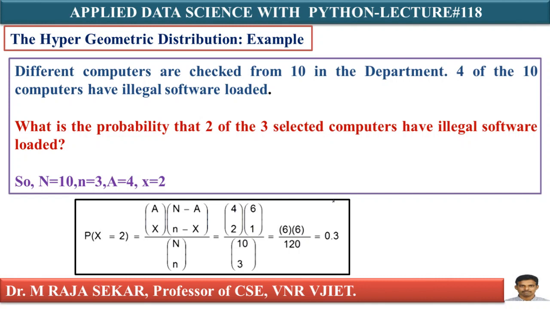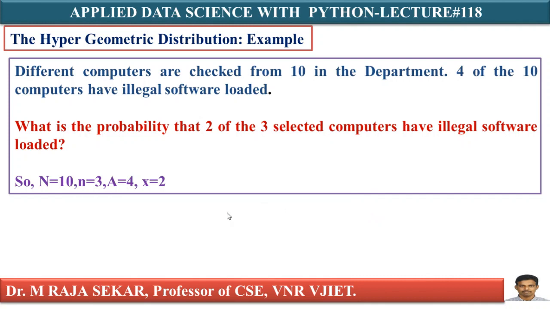If you are interested in finding the mean, I already discussed the formula for mean. What is my mean formula? Just refer to my previous lecture, lecture number 116. What is the mean for hypergeometric? Mean mu equals capital A into small n by capital N. These parameters I already discussed.